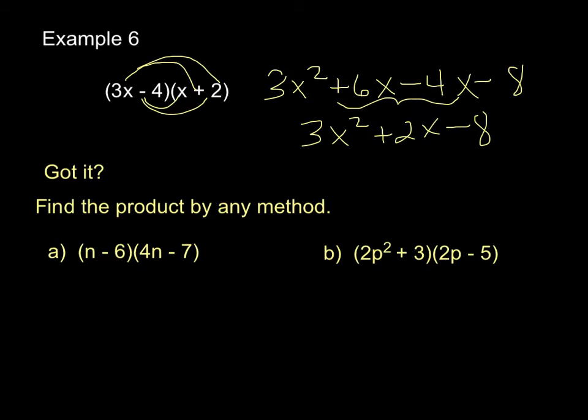Okay? So to finish out, I would like you to try these two got-it problems on your own. You can use distributive property, you can use the table. I don't care which method you use. I just want you to get comfortable with using one of those methods.